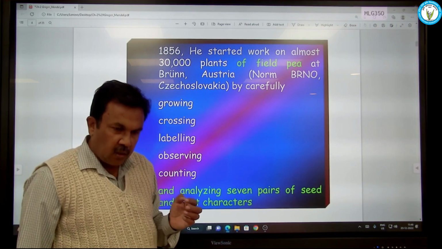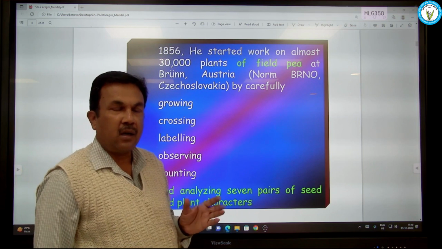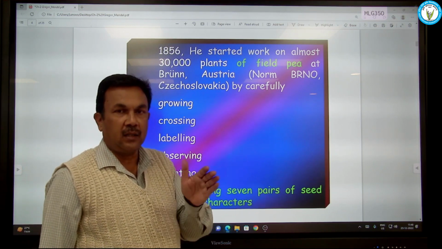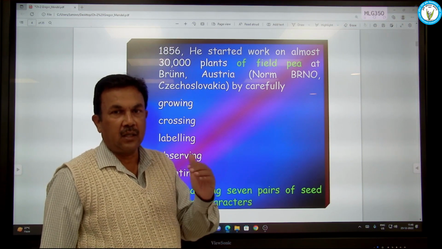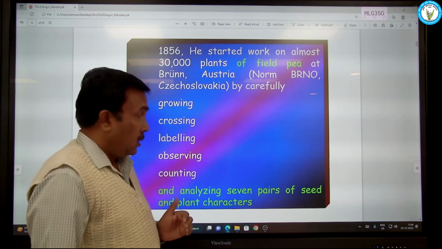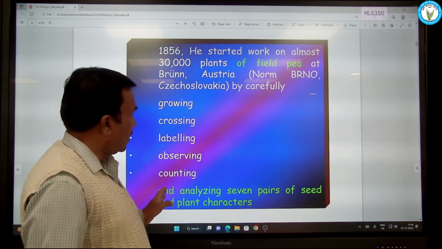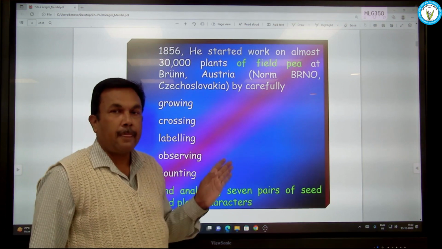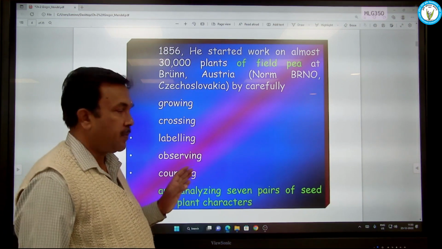Contrasting means, in Hindi, विपर्याय कहते हैं. Contrasting means if one is tall, the other is dwarf. If one is plain, the other is constricted. These are the contrasting traits. So in his study on pea, Mendel used 7 pairs of characters.